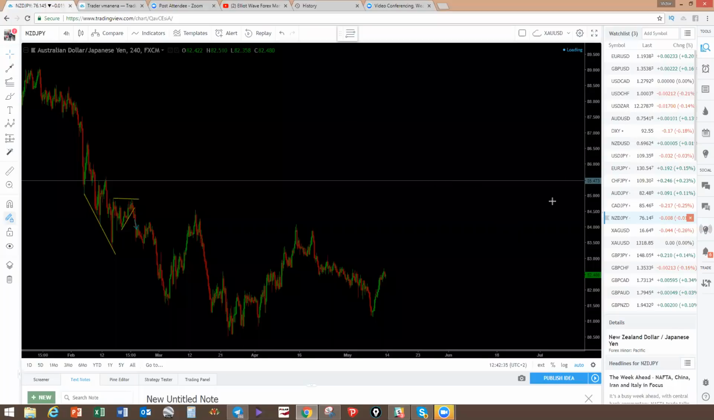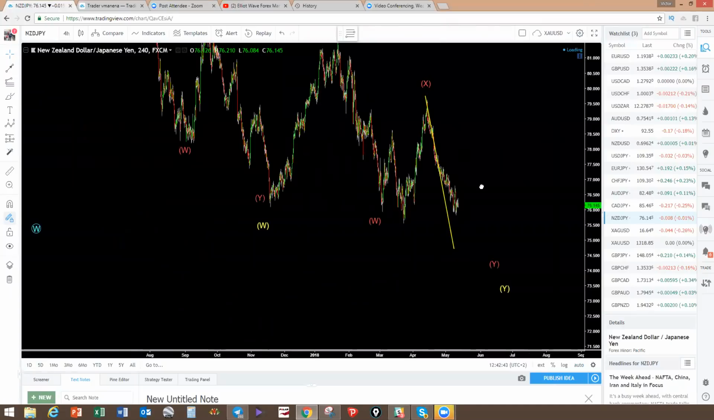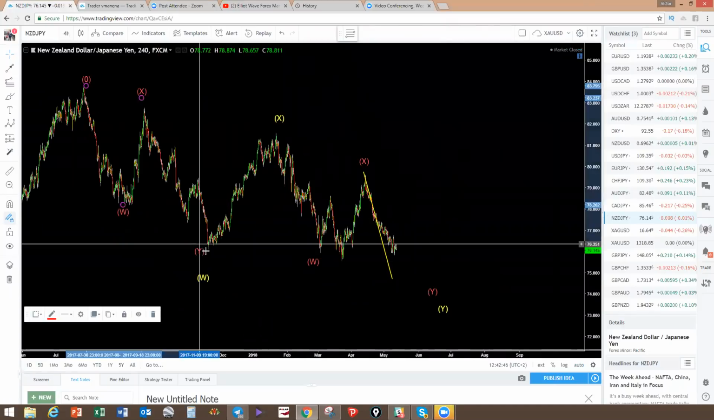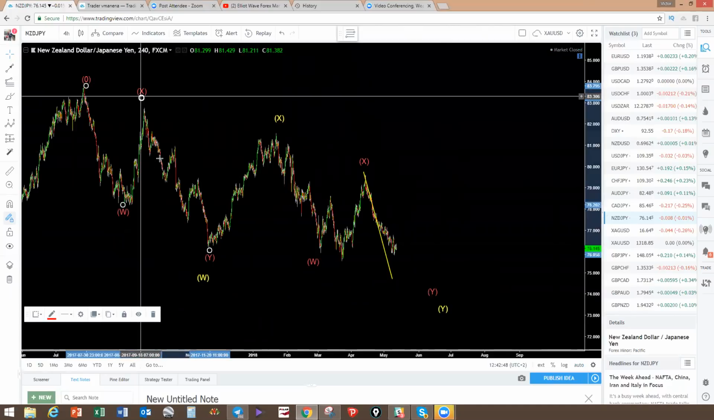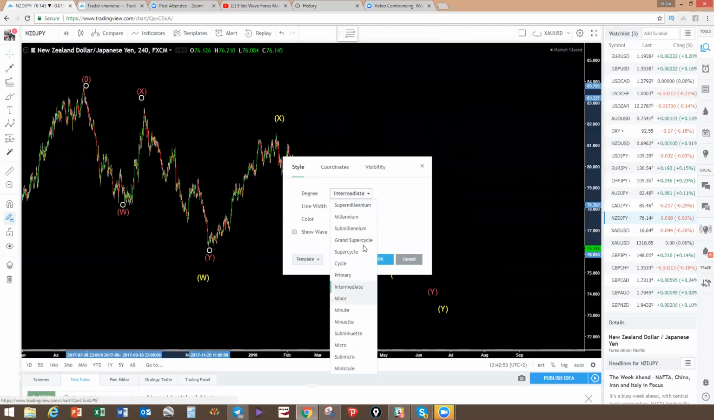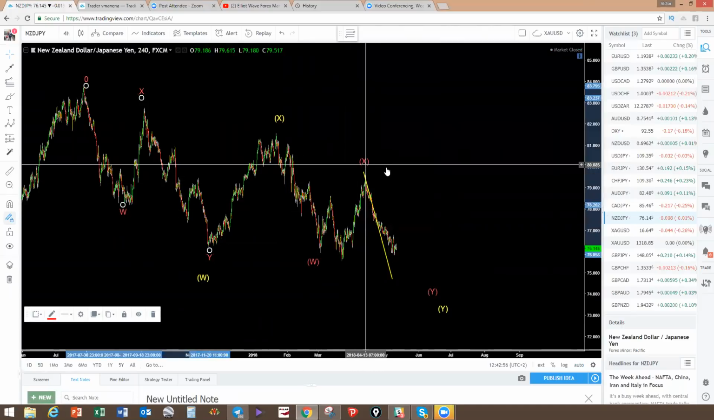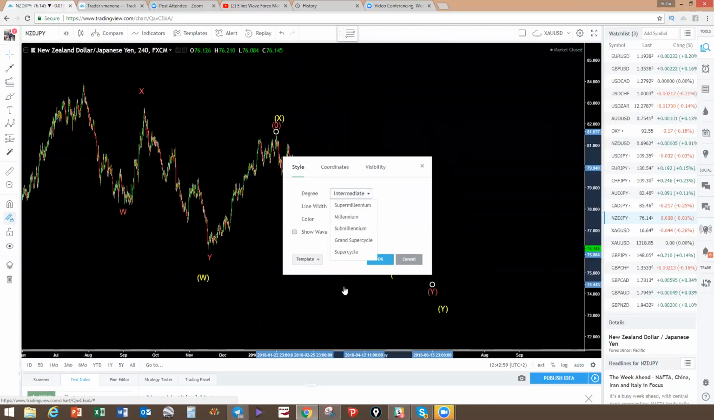Okay, AUD. So we've got a clear structure here as well. So I just need to fix this. I think you can all see that there's something wrong with that degree. This one should be minor. Let's fix that quickly. Minor degree.